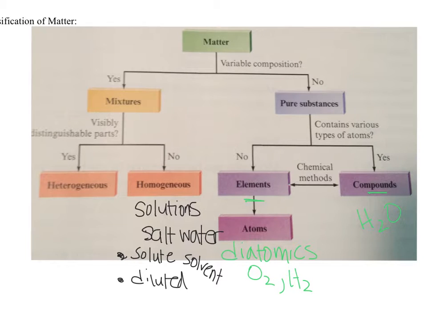Heterogeneous. What are your 2 types of heterogeneous mixtures called? Suspension and colloids. Good. So colloids are heterogeneous, but they look homogeneous, and that's the special thing about them. Which one of those 2 gives off the Tyndall effect? Colloids. Good.